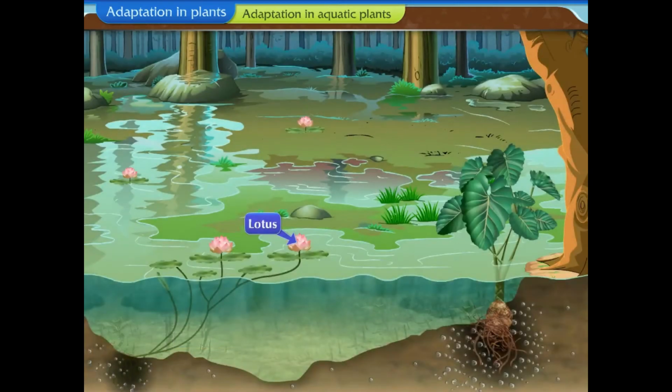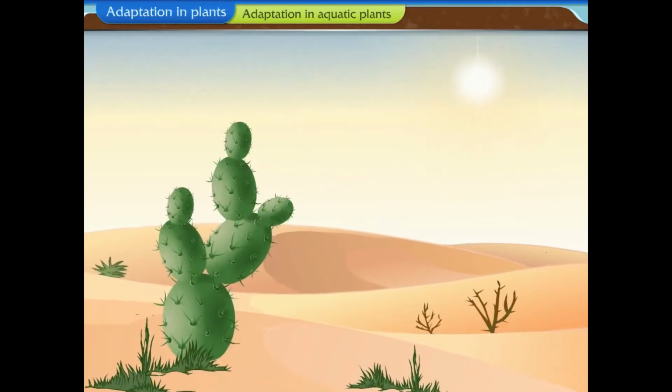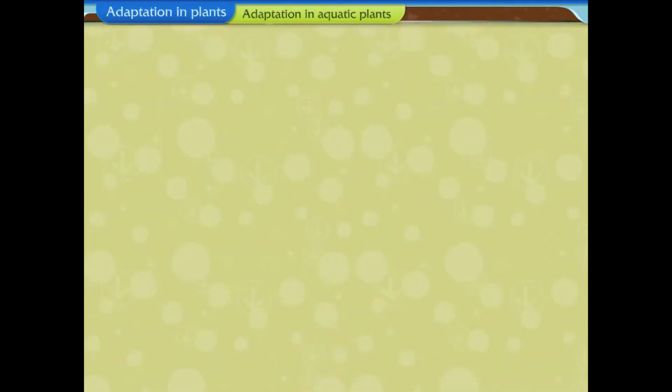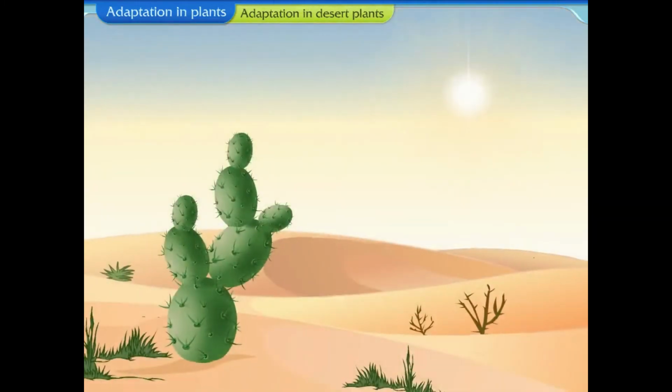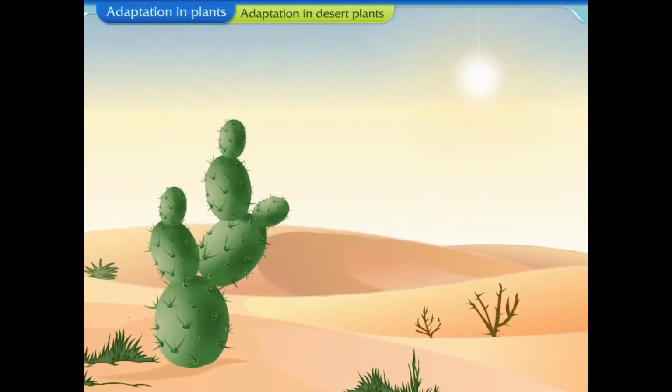After the study of adaptation in aquatic plants, now let us study about the adaptation in the plants of various regions. First, let us understand the adaptation in desert plants. Adaptation in desert plants. Now let us perform an activity to study the adaptation in desert plants.